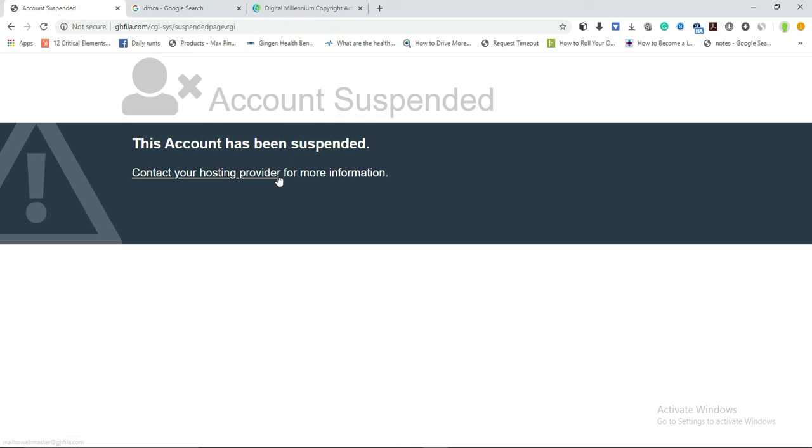On the other hand, if it's your account that has been suspended for the expiry of the period that you bought the domain or the hosting for, you simply go to your hosting provider or your domain provider and then pay what you owe to keep your account, or to prevent your account from being continually suspended.